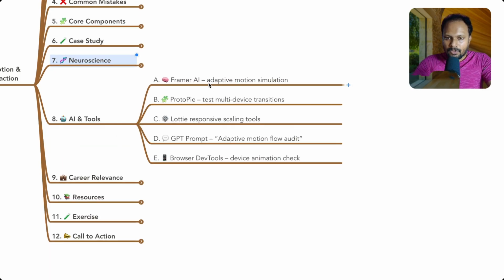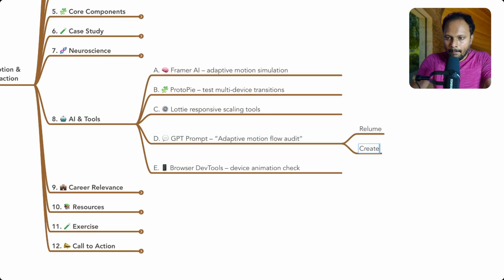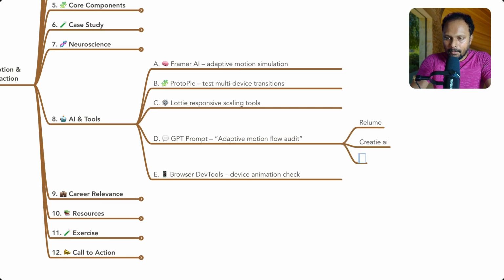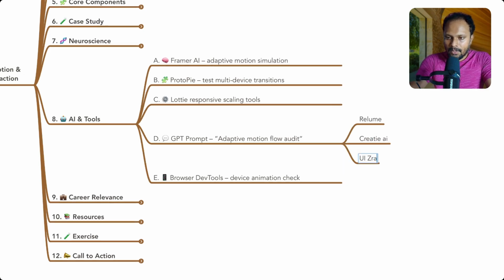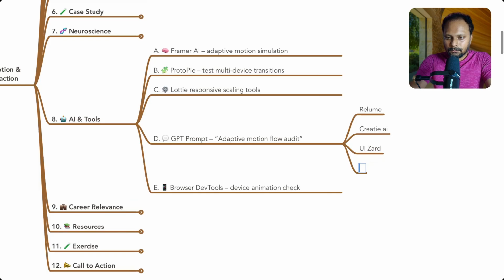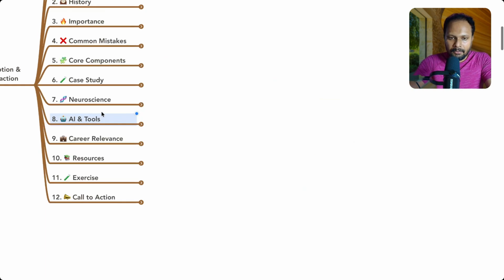Okay. And you can use tools called Framer AI, Protopie, Lottie, ChatGPT prompts to Relium, and Creative.ai and UIZard and Figma. You can even connect Figma and you can start doing the design. And ChatGPT, in the last video, I showed you about the Figma connector. You can even use browser development tools to make an animation and check how it is coming in real time.